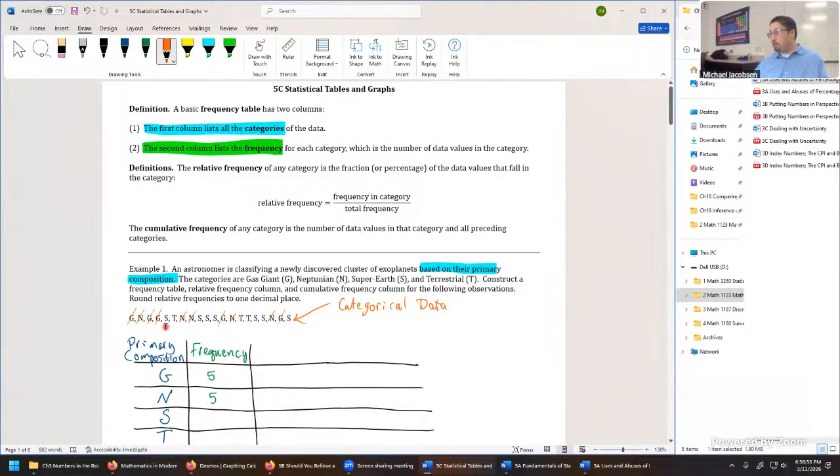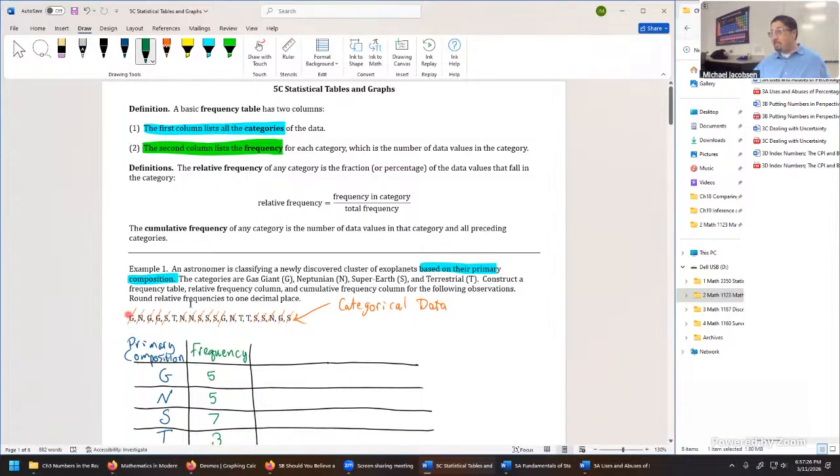So now for Super Earth, I see 1, 2, 3, 4, 5, 6 altogether. Oh, 7. Don't miss that last one. And finally, we're looking into the terrestrial ones. So Earth-like planets. I'll leave these unscratched off. So we have 1, 2, 3 altogether.